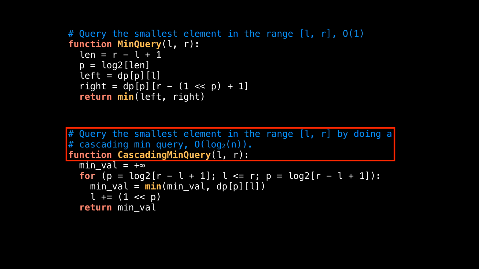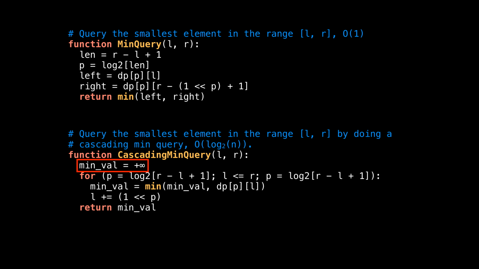Here, K is just calculated dynamically as 1 shifted by P for simplicity. And this function at the bottom is the cascading min query function, which also finds the smallest element in a range L to R inclusive, but does so in logarithmic time. You can easily adapt this function to support range query functions which are associative but not overlap friendly. To find the minimum value, start by assigning min_val to positive infinity.